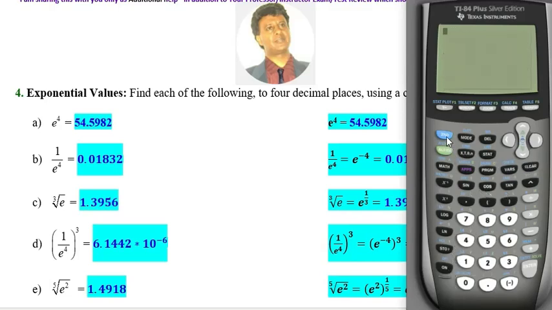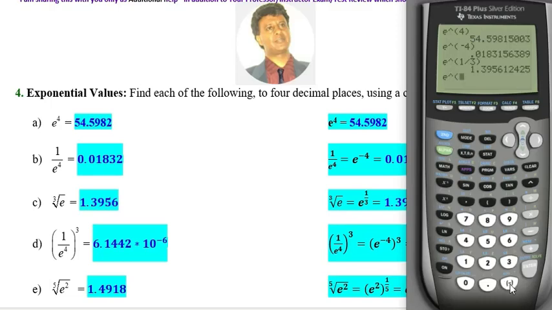And here it is using the calculator, so clear here. So it is e, second ln is e, so to the 4, and that is equal to 54.5982. Then e to the power of minus 4, it is 0.01832. E to the 1/3 is equal to 1.3956.